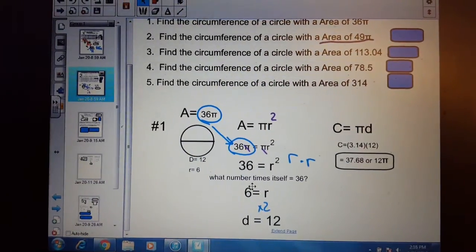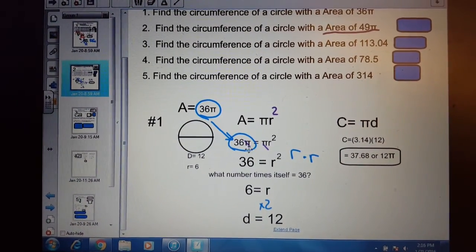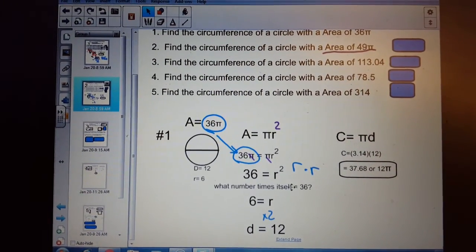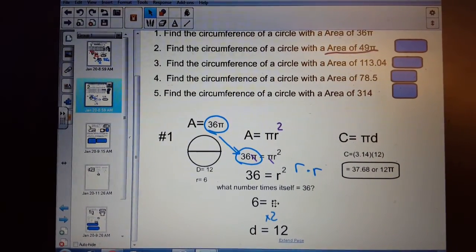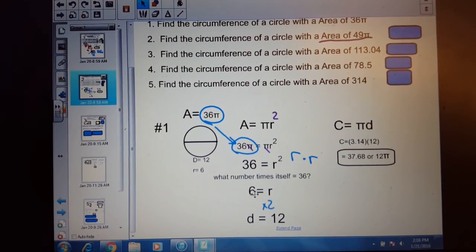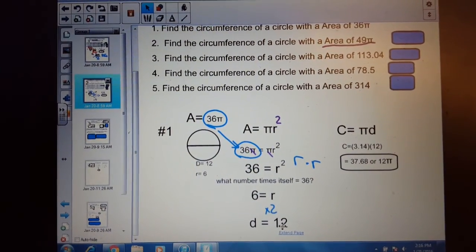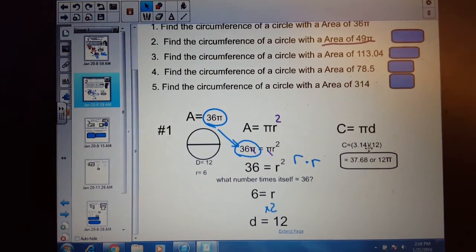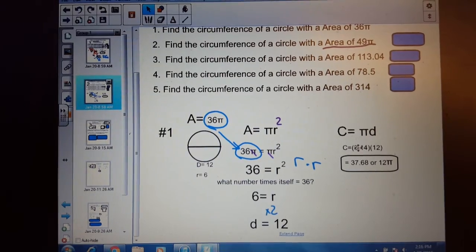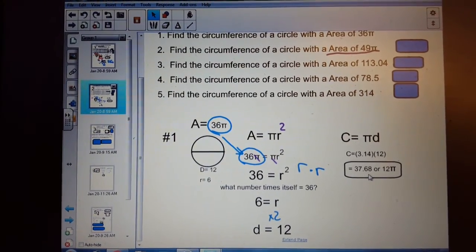What times itself equals 36? I hope you all realize that 6 times 6 is 36. To find the diameter, when you find the radius, multiply it times 2, and you get 12. Plug 12 into the formula pi d times 3.14, and you get 37.68.